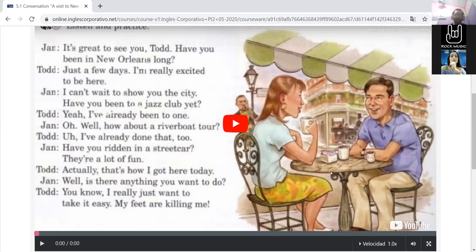Other question? Oh, how about a riverboat tour? The riverboat is like in the old movies, Andy, like in the casino, and the boat goes with a big wheel. Ah, okay. This is the riverboat. Okay, thank you. You're welcome. I understand. Okay. Good. Thank you, teacher. You're welcome.